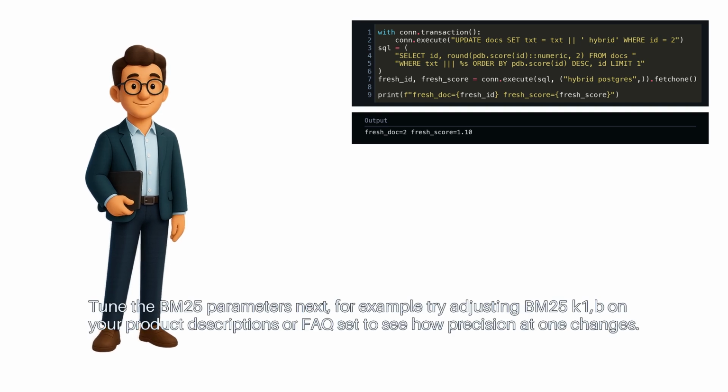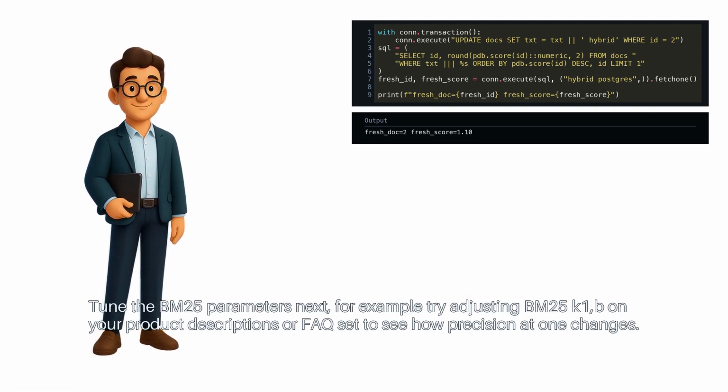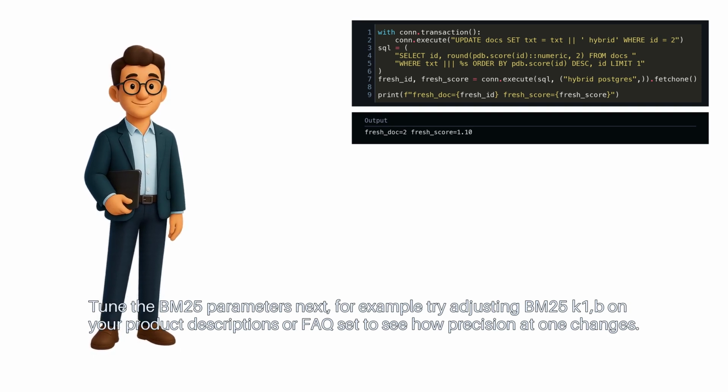Tune the BM25 parameters next. For example, try adjusting BM25 k1 and b on your product descriptions or FAQ set to see how precision at 1 changes.